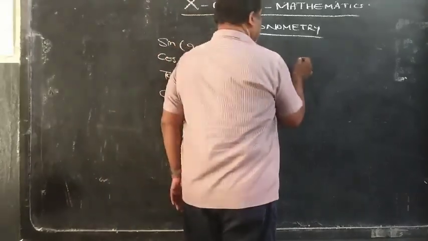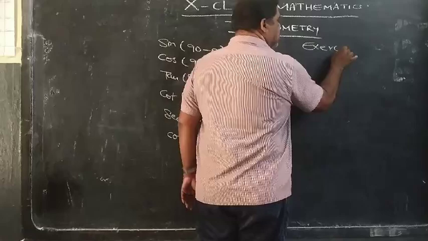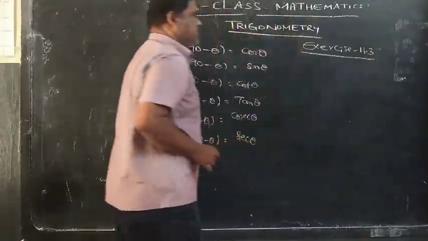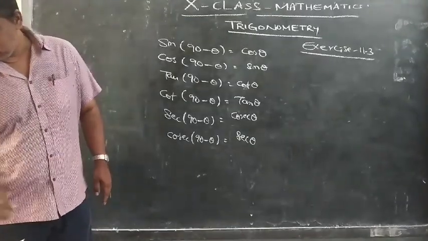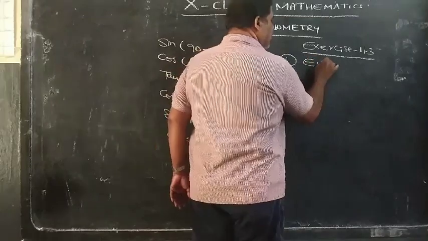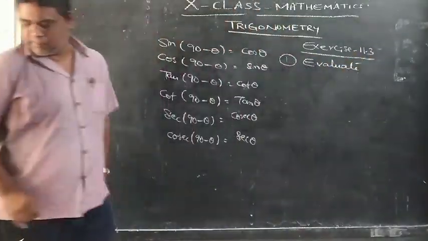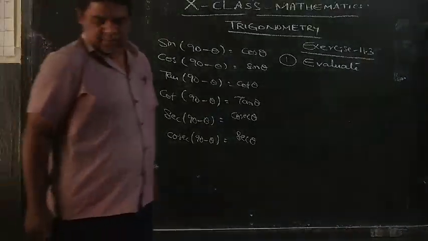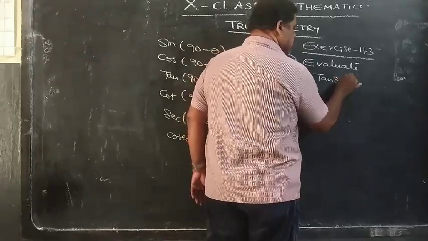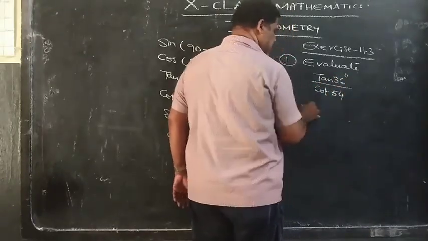Using these trigonometric ratios of complementary angles, now this exercise 11.3 is based on these results. Let us start this exercise. Right, first one, evaluate tan 36 degrees by cot 54 degrees.